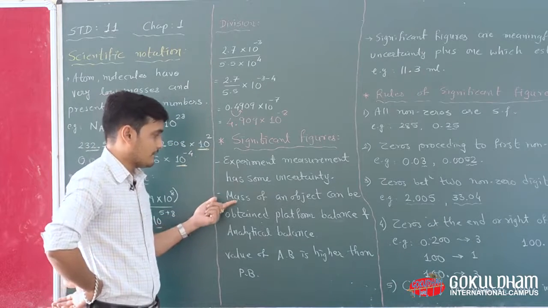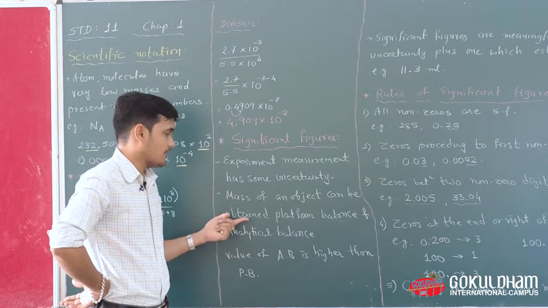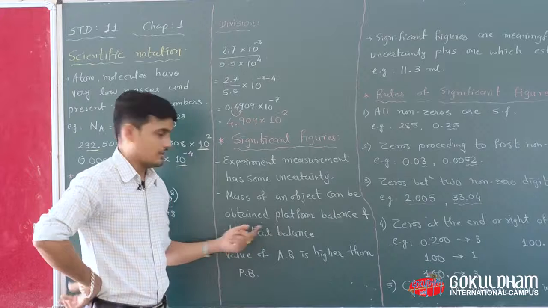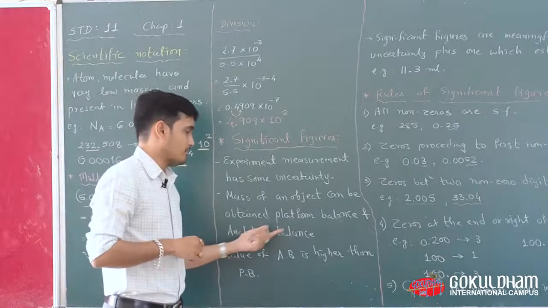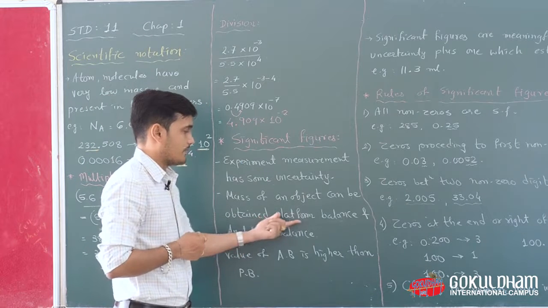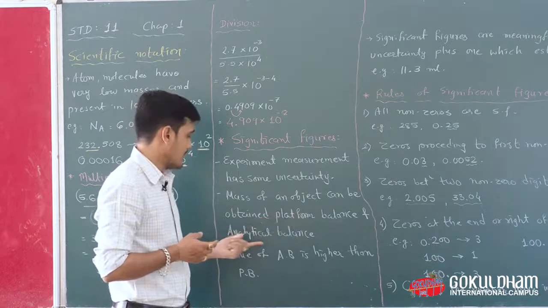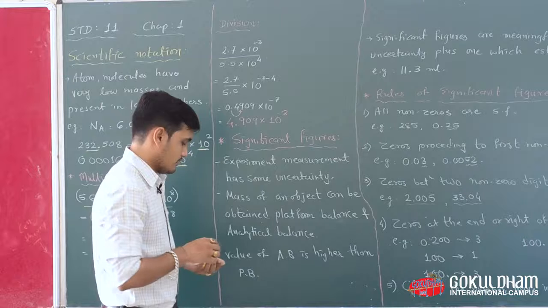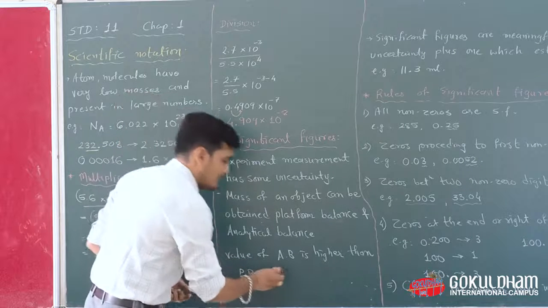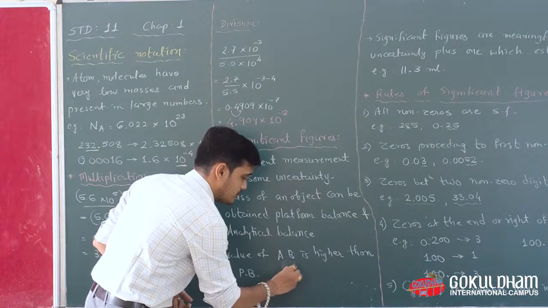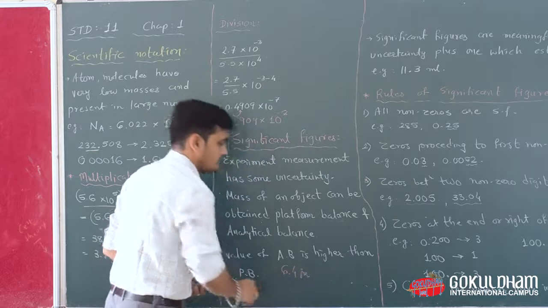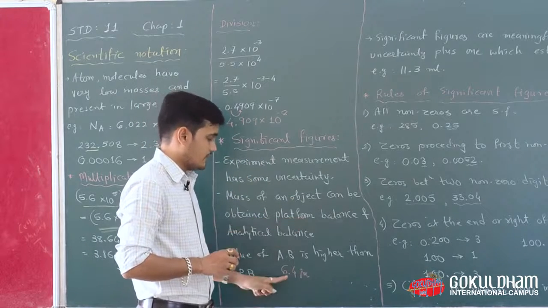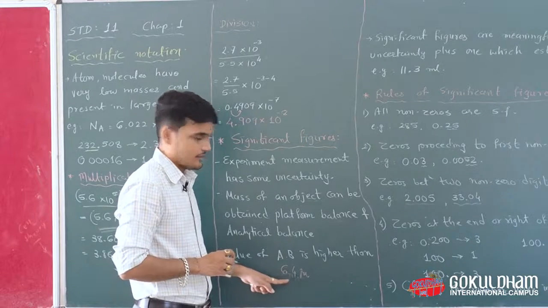One example is there. Mass of an object can be obtained by platform balance and analytical balance. What do you mean by platform balance and analytical balance? Platform balance means a physical method, and analytical balance means with the help of an instrument. Suppose one object has a value of 6.4 gram. Your platform balance is showing a value of 6.4 gram.